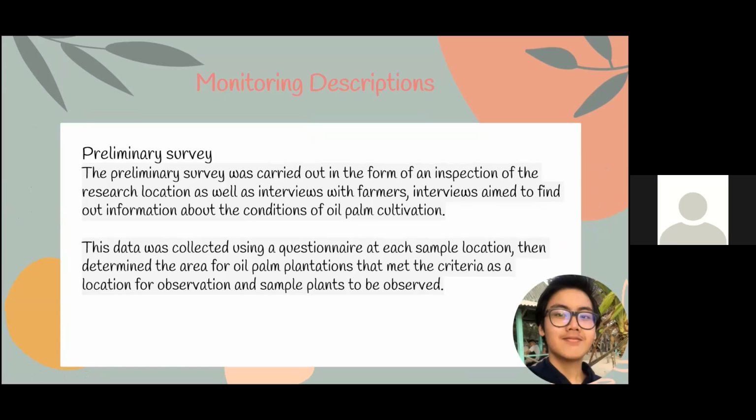The monitoring will be done in a preliminary survey and a main survey. The preliminary survey was carried out in the form of an inspection of the research locations as well as interviews with farmers. The interviews aimed to find out information about the conditions of oil palm cultivation. This data was collected using a questionnaire at each sample location, then determining the area of oil palm plantations that met the criteria as locations for observations and the sample plan to be observed.